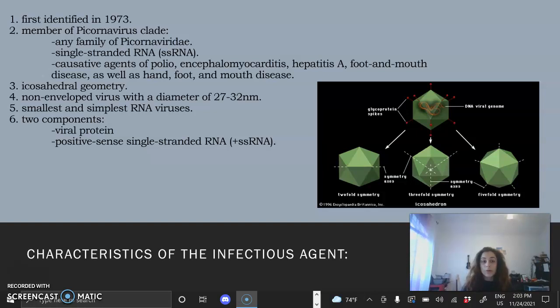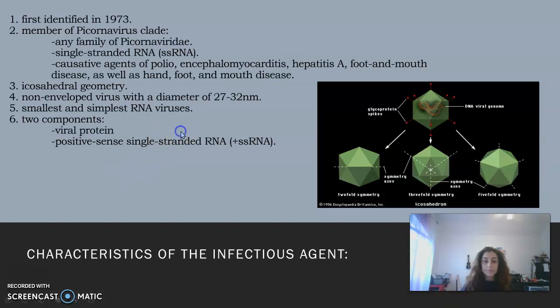So Hep A has an icosahedral geometry as shown in the image on the right, and it's a non-enveloped virus with a diameter of 27 to 32 nanometers. It's the smallest and simplest RNA virus, so it is more difficult to identify its icosahedral geometry in comparison to other members of the picornavirus. And it has two main components: the viral proteins, which we'll look into further later on in this presentation, and its positive-sense single-stranded RNA.